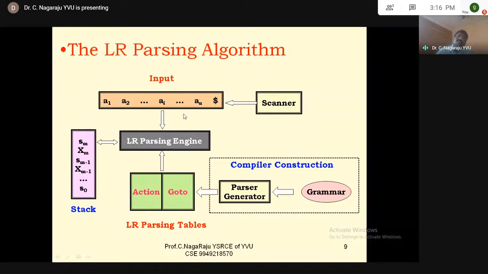But here, when you are looking at the LR parser, SLR parser, LALR parser, and CLR parser, every procedure is the same. Only the construction of the parse table is different, and everything else is the same. That is, the LR parsing engine is the same for all bottom-up approaches. Right? So now we'll go into depth about these values.